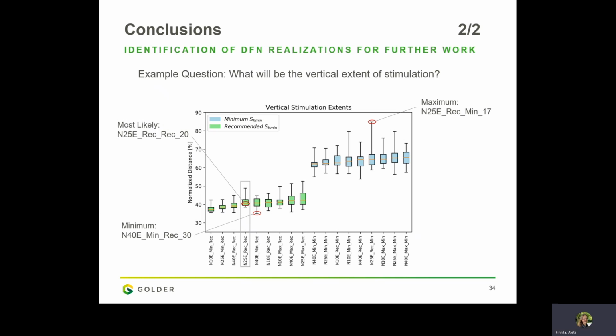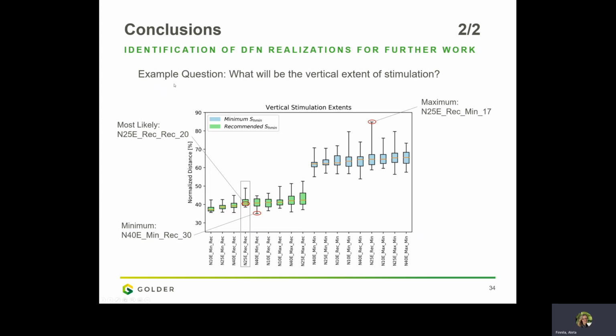And then, the purpose of this work was really to identify some DFN realizations which might be more interesting to pursue with more detailed, full physics simulations. Which ones of those 30 stochastic realizations should we use? We can't necessarily do all of them. Which one should we pick for further work?